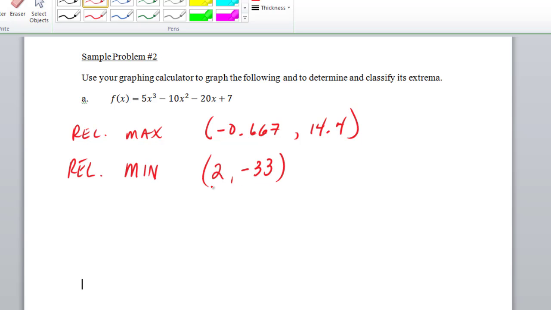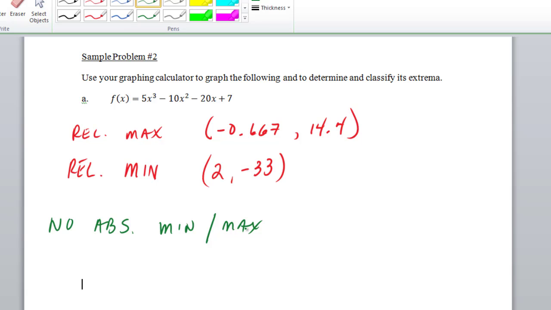Now, we can also clearly see that there are no absolutes. So there are no absolute minimum or maximum, it has no bound. There's no bound as x goes to positive infinity, there's no bound as x goes to negative infinity, and so there are no absolute minimums and maximums.